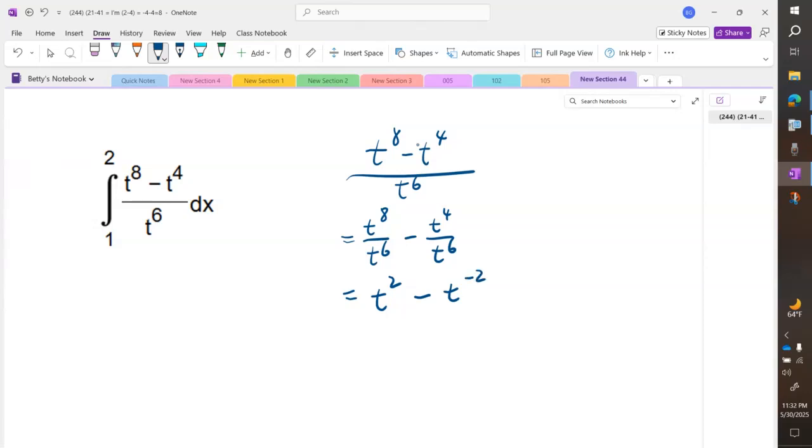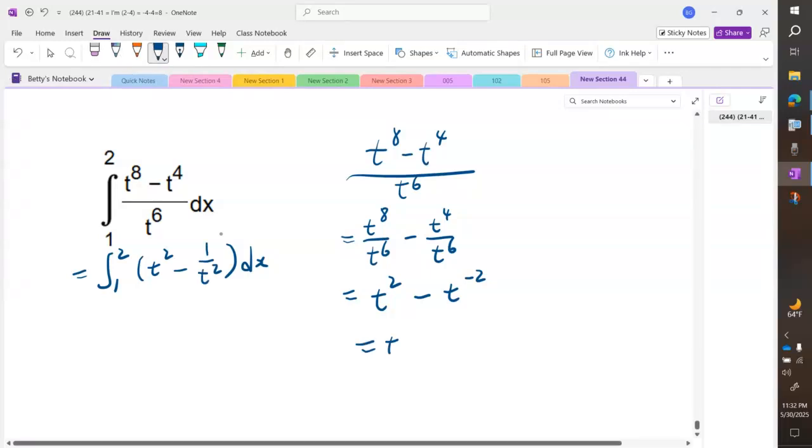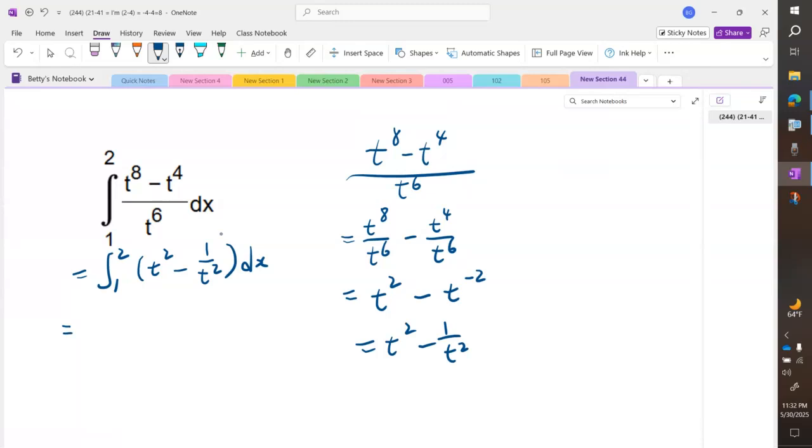Okay. And this is the integral from 1 to 2 of t squared minus t to the power negative 2 dx. And we can also write this as t squared minus 1 over t squared. Okay, so now we are going to find the antiderivative of the function in the integral. The first part, the antiderivative is t cubed over 3, and this part is 1 over t.